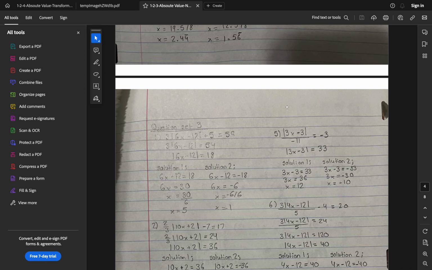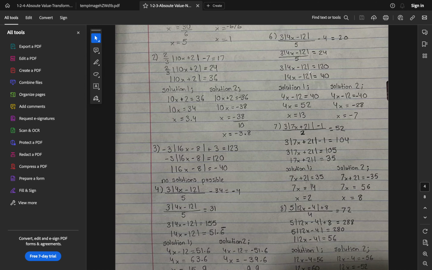Question number 5, we have the absolute value of 3x minus 3 divided by negative 11 is equivalent to negative 3. Right, we get the absolute value of 3x minus 3 is equivalent to 33. So solution number 1, we get 3x minus 3 is equivalent to 33. 3x is equivalent to 36, and then x is equivalent to 12. This is all by isolating for x. Solution number 2, we get 3x minus 3 is equivalent to negative 33. 3x equals negative 30, and x equals negative 10.